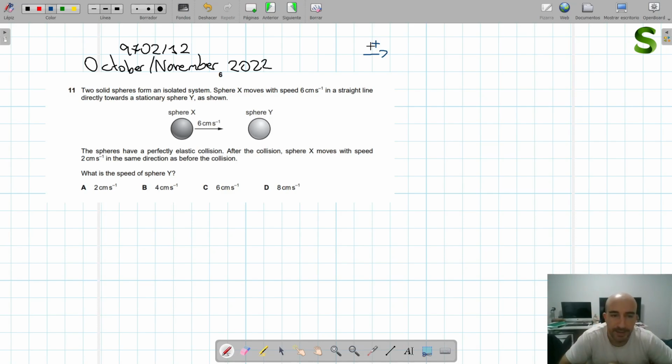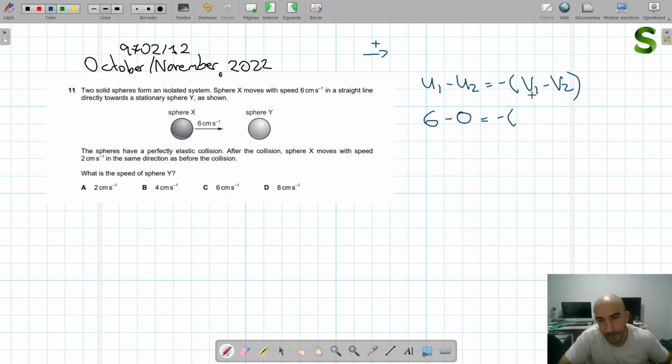And as we know that it's an elastic collision, remember from the video I left you that we have to deal with relative velocities. Okay, so the formula to use is the relative approach velocity, the initial velocity, is going to be minus the final approach velocity. Okay, so let's look at the exercises. The initial velocity for X was 6. This one is 0 because it was stationary.